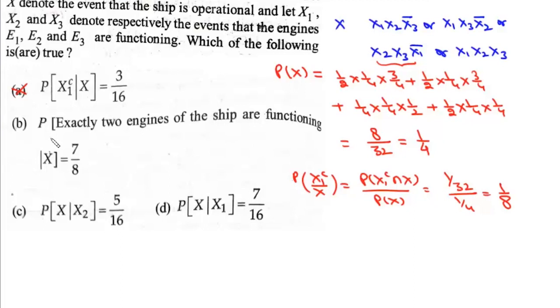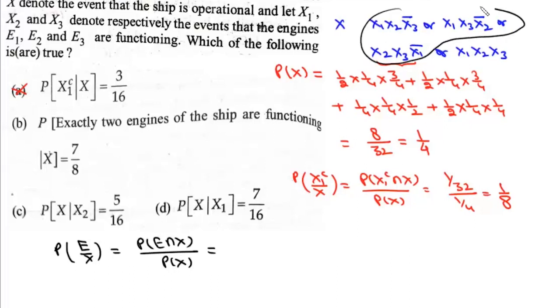Now this option B is the probability that exactly 2 engines of the ship are functioning provided it is running. So probability of E given X will be probability of E intersection X upon probability of X. Now if 2 of them are running, it will be this probability for these 3 cases, which is 7 by 32 upon 8 by 32. So this probability will be simply 7 by 8. That means this option B is correct.